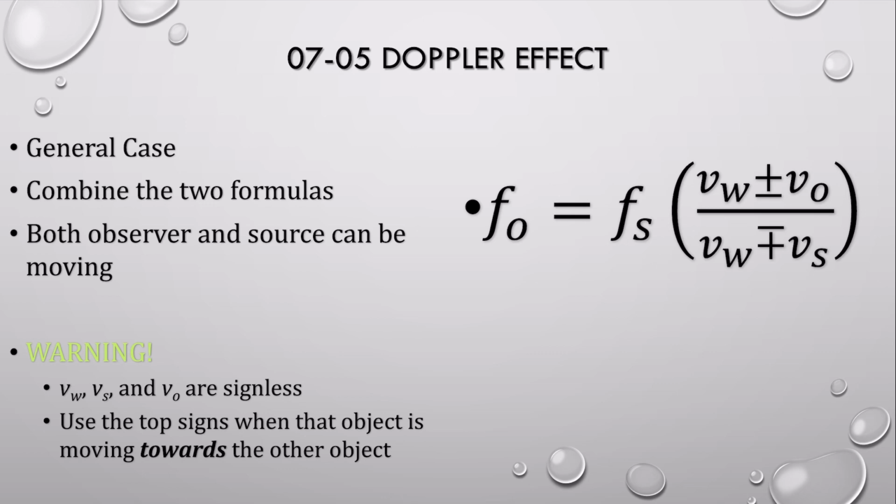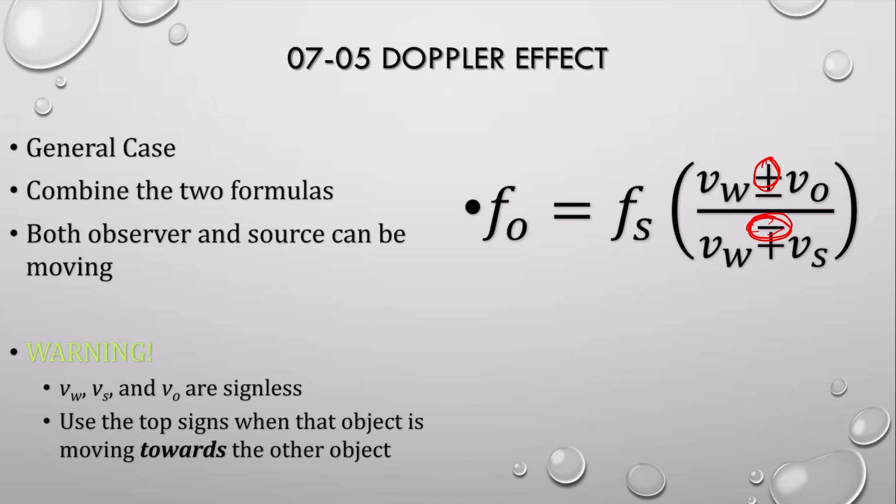The speeds are signless. They're speeds, not velocities. You're going to use the top sign when the object is moving towards the other object. So here, this one here would be when the observer is moving towards the source. This one would be when the source is moving towards the observer. The top sign when you're moving toward the other object.